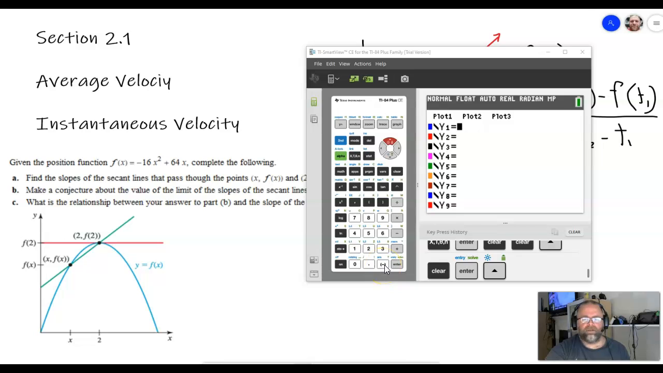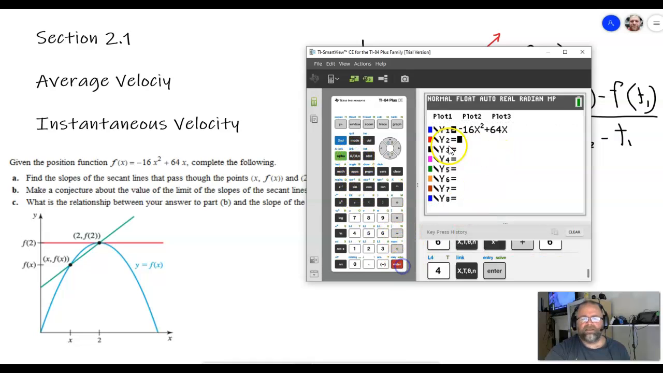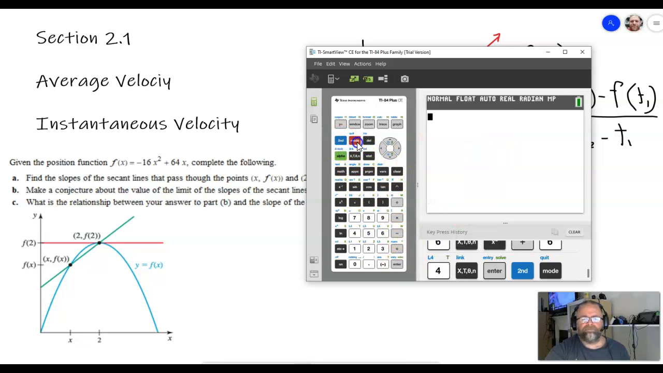So I'm going to go ahead and do this. Remember, don't use a minus sign if it's a negative; you have a negative sign down here. So negative 16x, here's the x key, squared, plus 64x, and that's going to be saved under my y1.